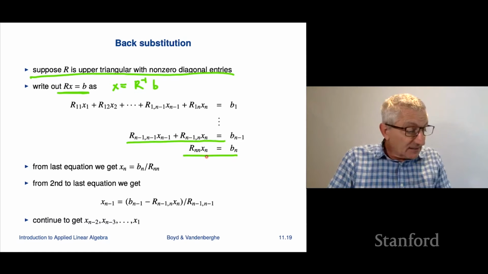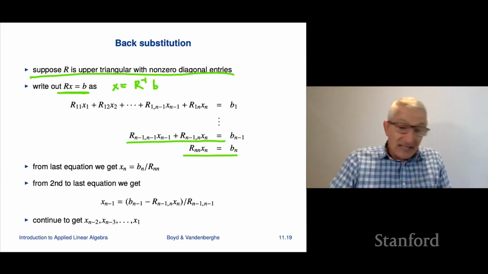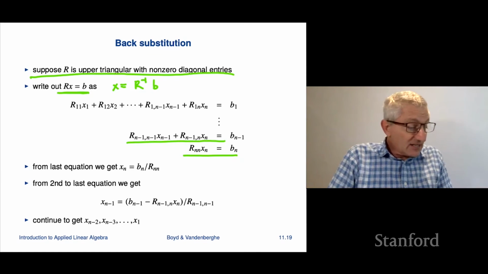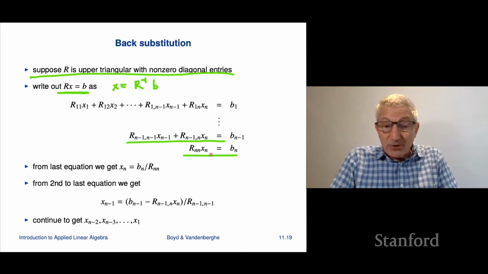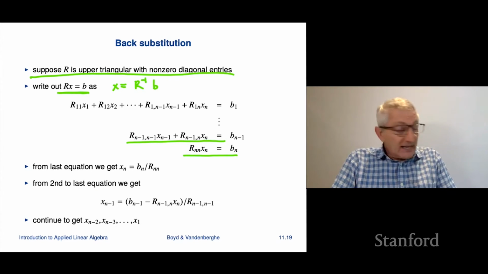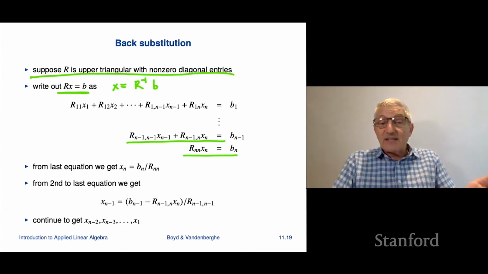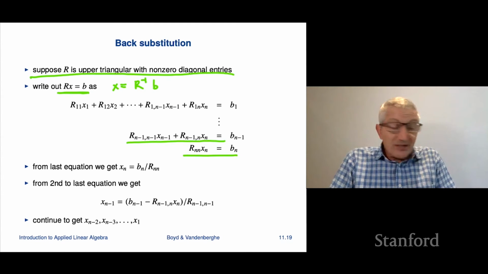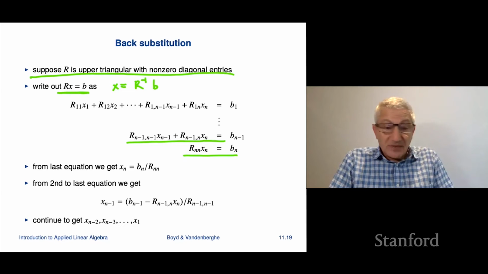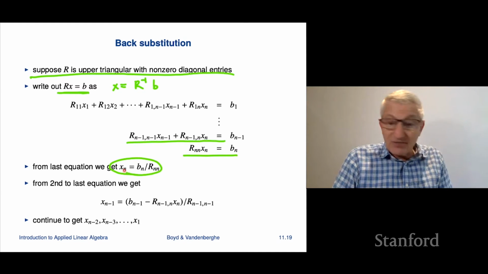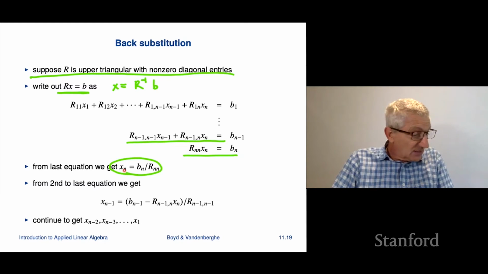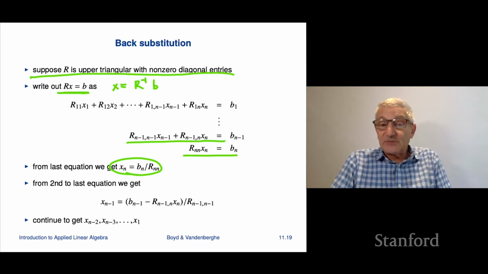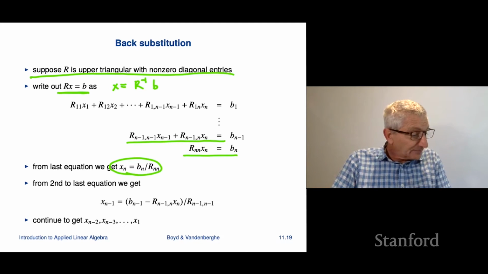Now, what we want to do, to calculate x, is basically solve for x. So let's start from the last equation. From the last equation, you see Rnn xn equals Bn. Now, these are just numbers, right? And not only that, and this is critical, we know that Rnn is not 0. And so that tells us immediately that we just divide, and we get xn equals Bn over Rnn. Now we know xn.